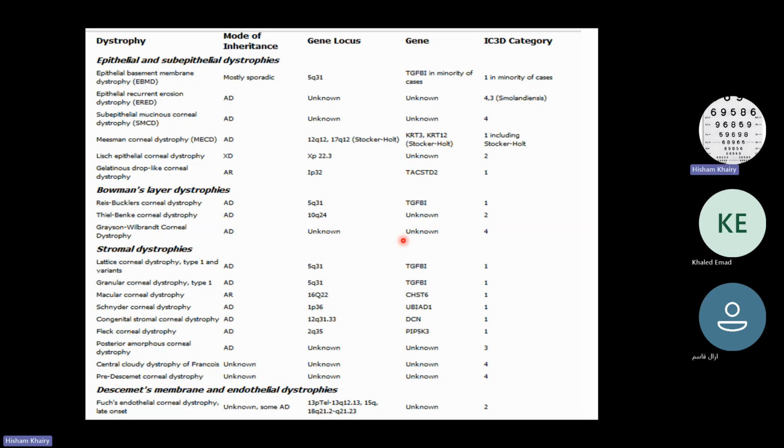If all these are categorized, then it is International Classification of Corneal Dystrophies category 1, which is clinically well defined. The gene locus is known. Even the gene product can be known. And if there's some piece of information missing, then the category decreases.